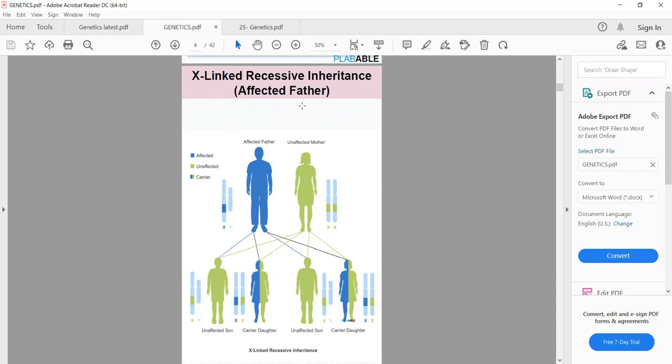Okay, now let's repeat X-linked recessive inheritance if the father is affected. So father has two chromosomes, mother has two chromosomes. There are only four possibilities. 2 by 2 is 4, so there can never be any more than four possibilities. So if the father is affected with an X-linked recessive inheritance, it means the father's X chromosome is defective. So the father will give the Y chromosome to his sons. So the sons are out of the equation. They will not be affected, neither carriers nor affected. They will be perfectly normal.